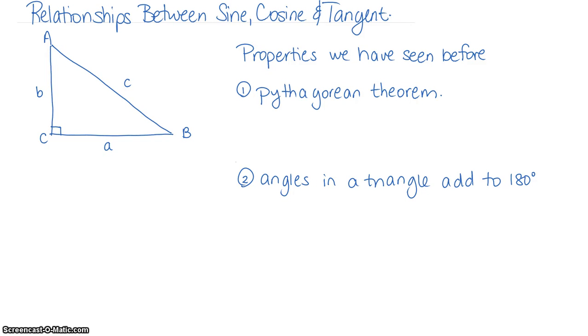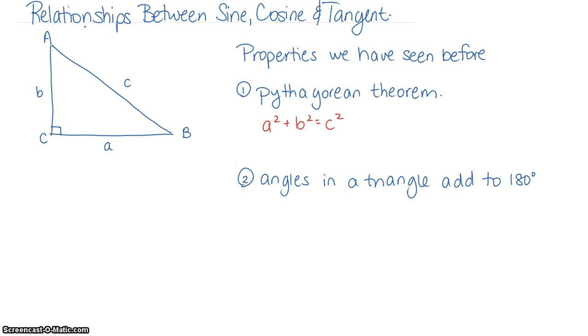Now we're going to look at some relationships between sine, cosine, and tangent. These are properties that we've seen before: the Pythagorean theorem and the angles in a triangle add up to 180. So with the Pythagorean theorem, we know that a squared plus b squared equals c squared. And we know that the angles in the triangle add up to 180 degrees.